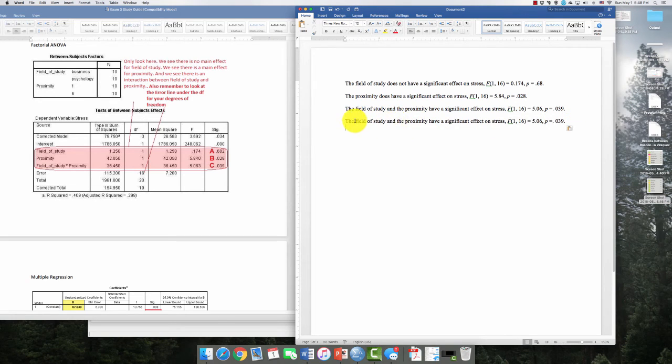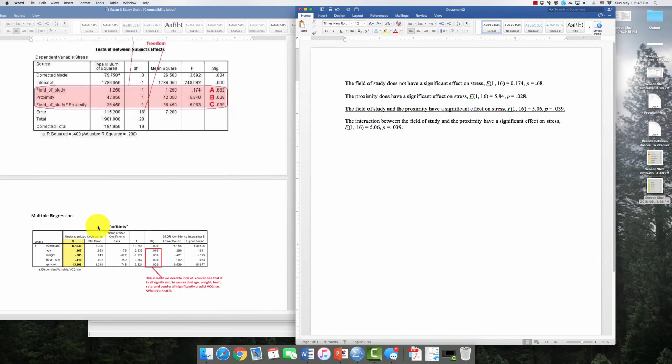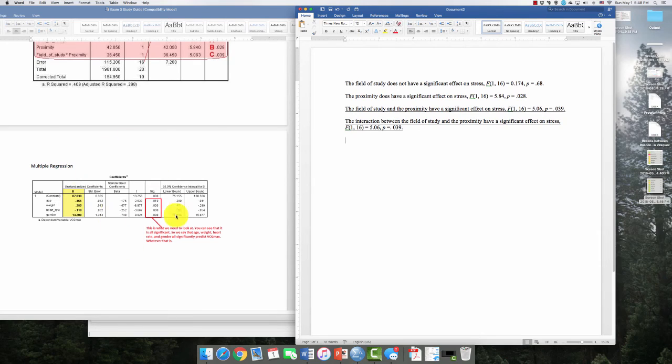The interaction between the field of study and the proximity has a significant effect on stress. So that's how you'd write it up. These are the same ways of interpreting the interaction. Okay, continuing down, we're going to go to our next example. Actually, no.